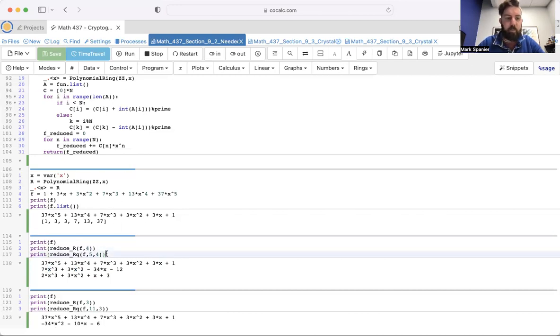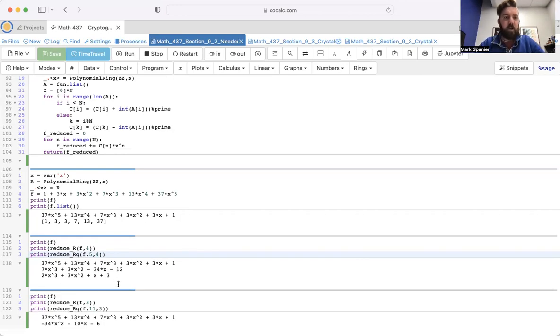If I then apply the other function, this reduce RQ function, this one's going to do both. It's going to reduce those exponents modulo this 4 with the negative sign change, and it's going to reduce those coefficients modulo whatever prime I feed it. So here I'm going to feed it a prime 5, which is going to take that 7 and turn it into a 2. 3x squared stays the same. The -34x becomes a 1x, and then the -12 becomes a 3. So that is hopefully what we saw before. So 2, 3, 1, 3, 2, 3, 1, 3.